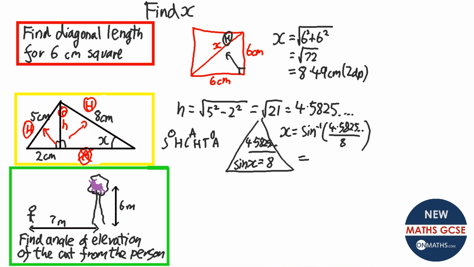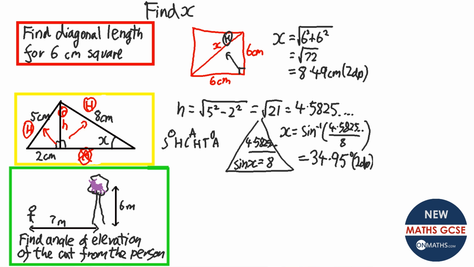And I've still got it in my calculator. If you haven't, just type in root 21. I'm going to divide that by 8. Root 21 divided by 8. And then I'm going to press shift sine answer. And that gives me 34.95 degrees to 2 decimal places.